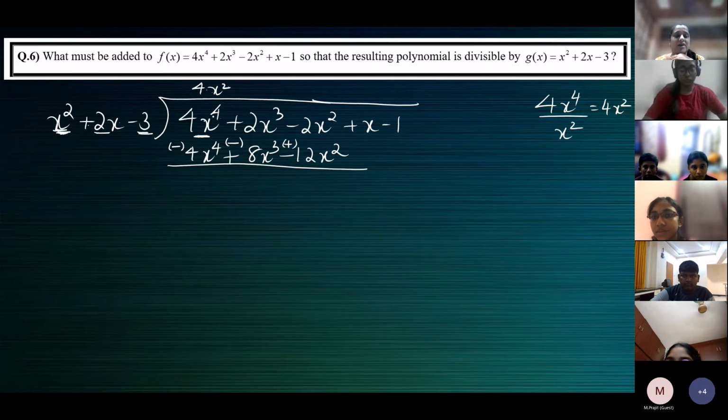So now what happens? 4x to the power 4 minus 4x to the power 4 gets cancelled. 0. Gets cancelled.